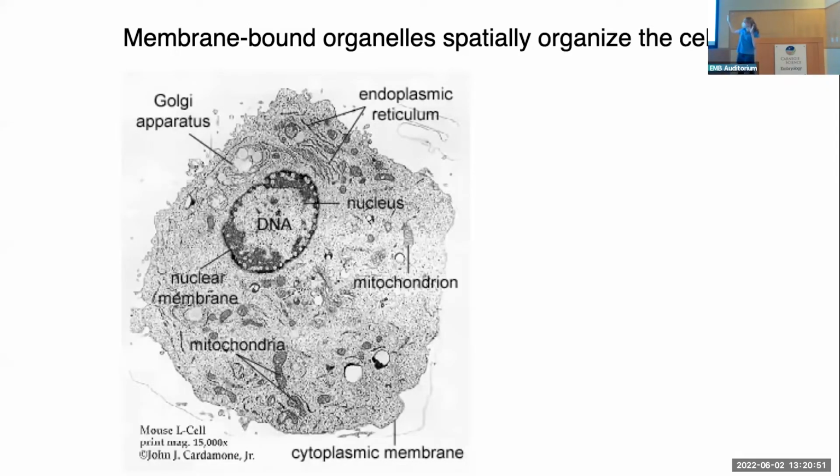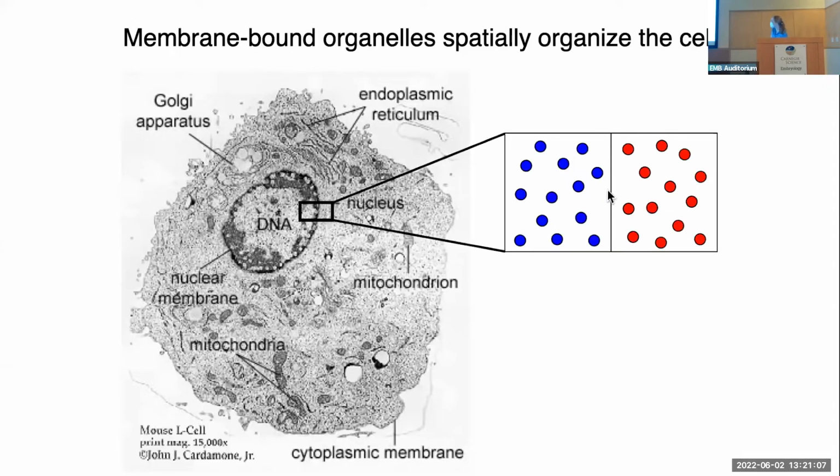So this is an electron micrograph of a mouse cell, a typical eukaryotic cell. And what you see is a variety of compartments, different sizes, different shapes. And what defines them is they're all delimited by a membrane. And so the membrane creates a physical barrier between the inside of an organelle and the outside of the organelle. And that allows each compartment to maintain a distinct biochemical composition that's tailored to its function.